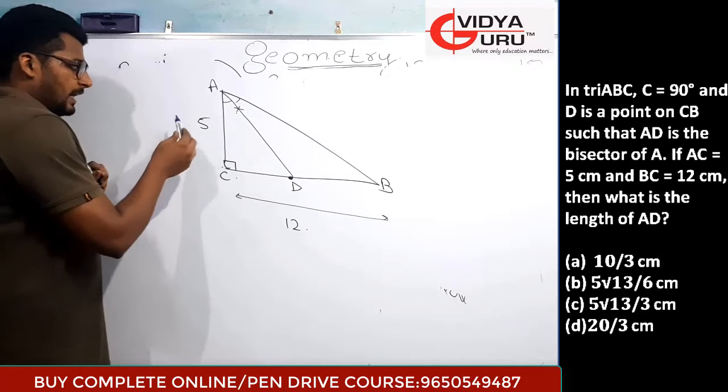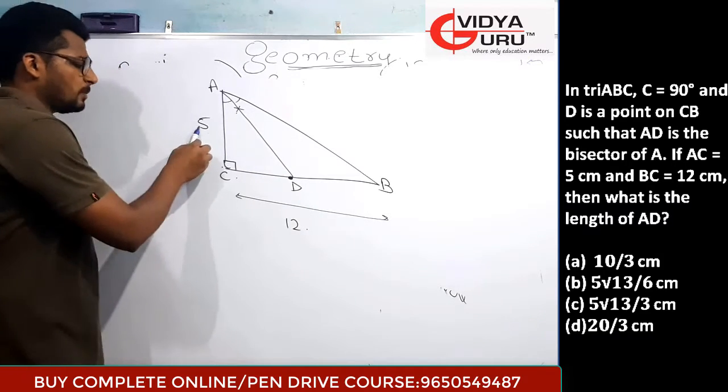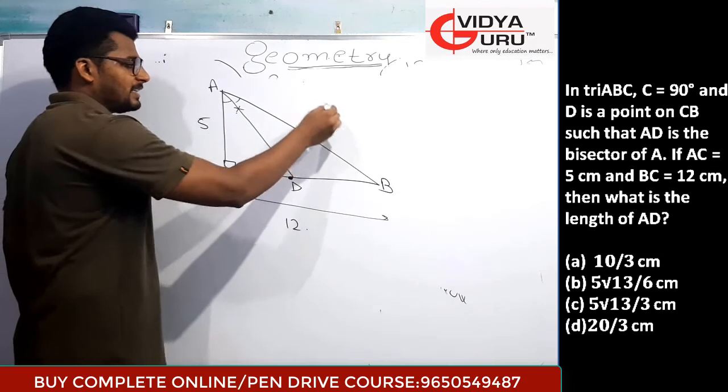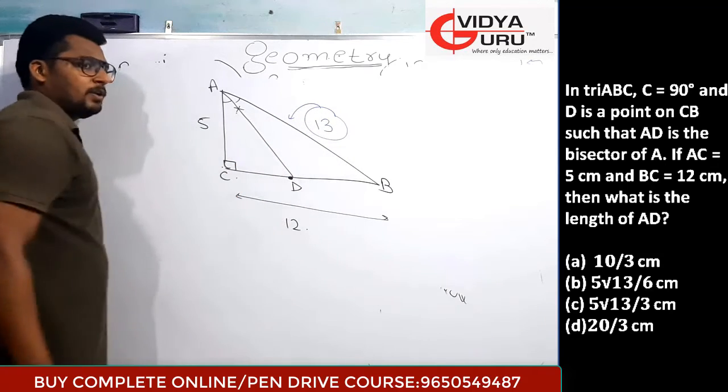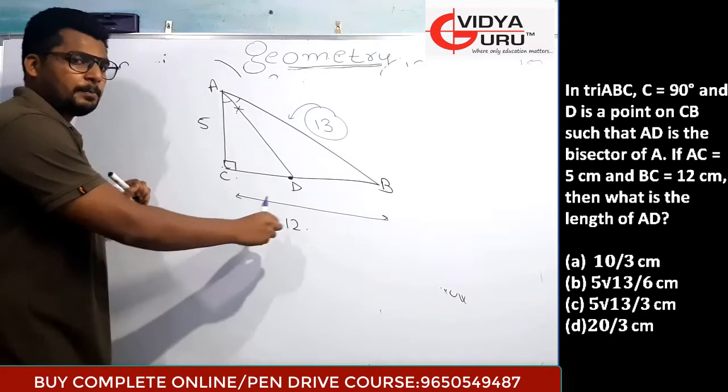We all know that it is a right angle triangle, so it will follow the Pythagoras theorem, and there is a triplet 5, 12, 13. So I will directly say this side is 13. You can find it out by the Pythagoras theorem, but you should remember the triplet.